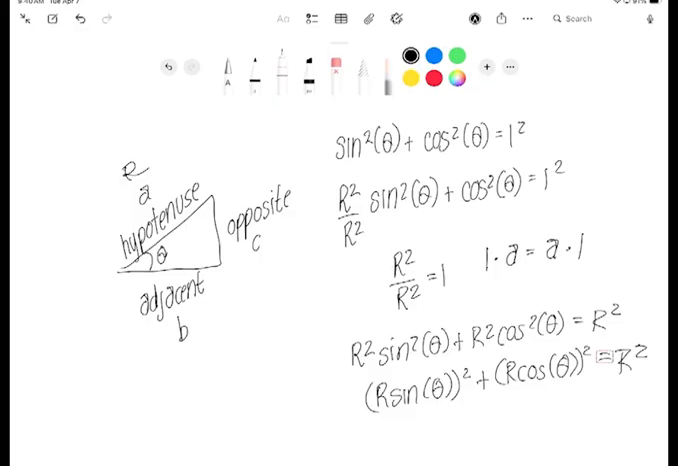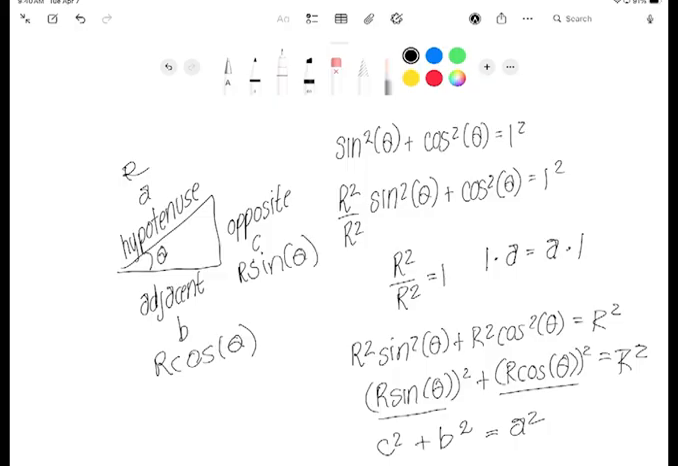So now we know that based on this and this, that is following the Pythagorean theorem, c squared plus b squared equals a squared. And so this side, we can already say it's r cosine theta. And this side is r sine theta. And this side remains r.